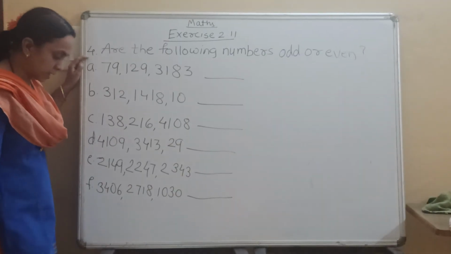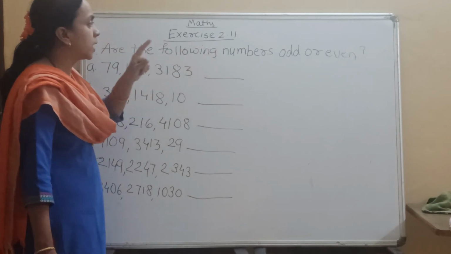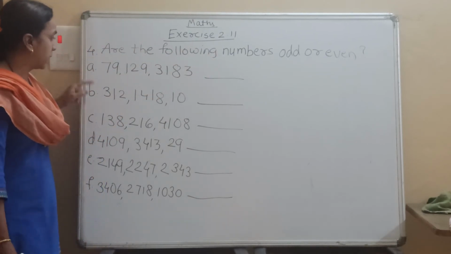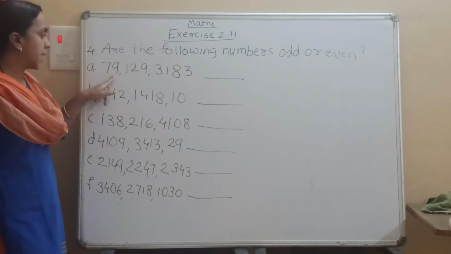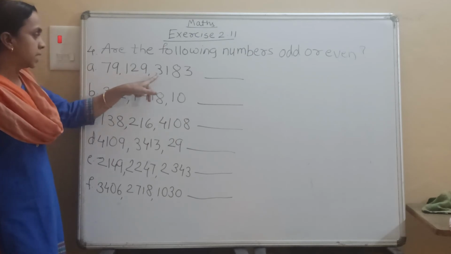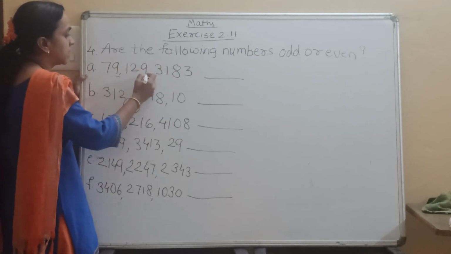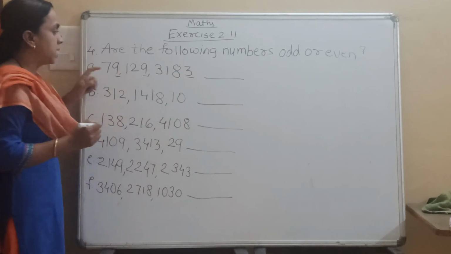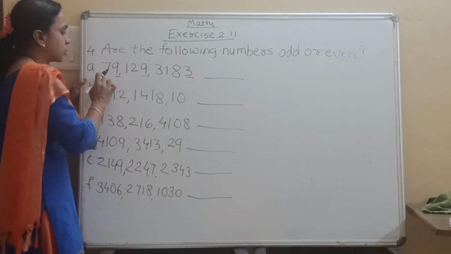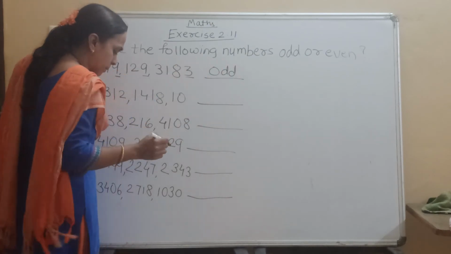Now see fourth question, page number 36. Are the following numbers odd or even? That we have to find out. So we will see one by one. A question: 79, 129, 3183. So we have to just check this last digit. 9, 9, 9, these are odd numbers. So we have to write down here, these numbers are odd numbers.